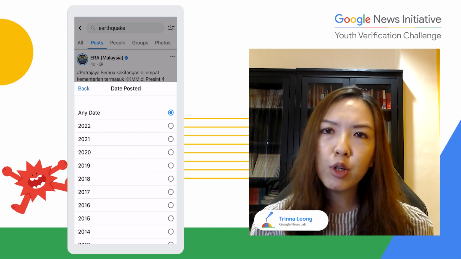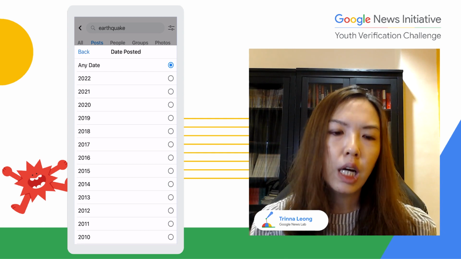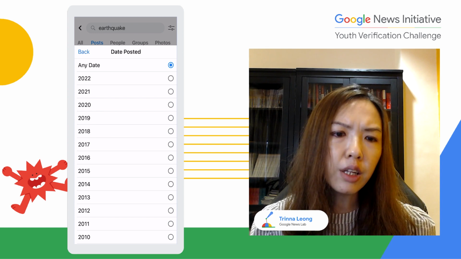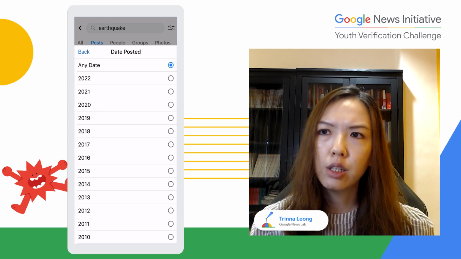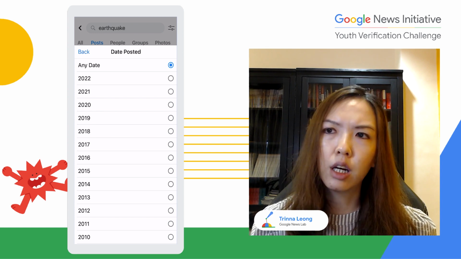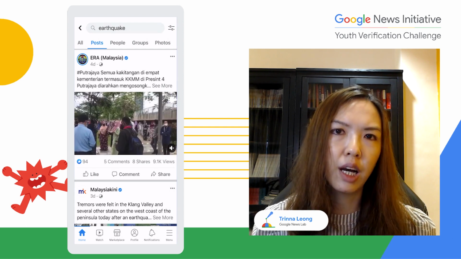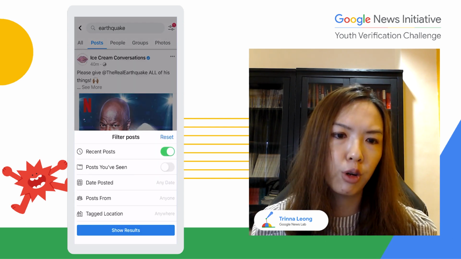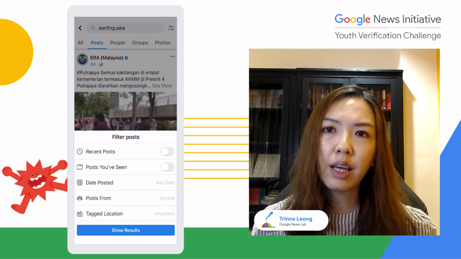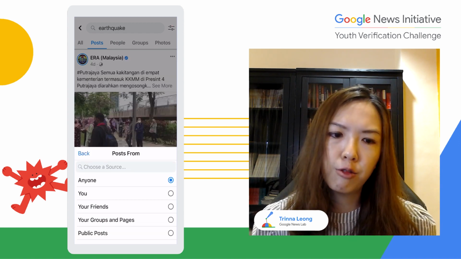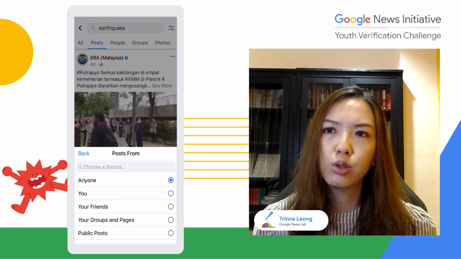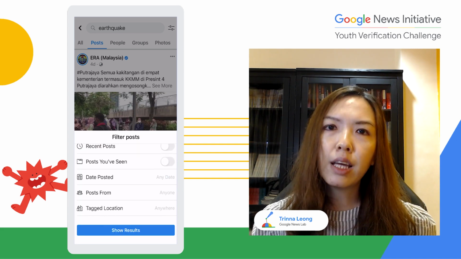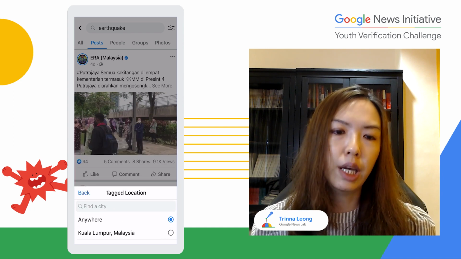Now, when I tap on date posted, however, I find that I can only narrow down posts by year, not a specific month or date. I can also select recent posts if I want to see, in real time, posts that contain the keyword I search for. But I can also select posts from, if I wish to narrow it down to someone that I know or a group or a page that I follow. I can also search by location.